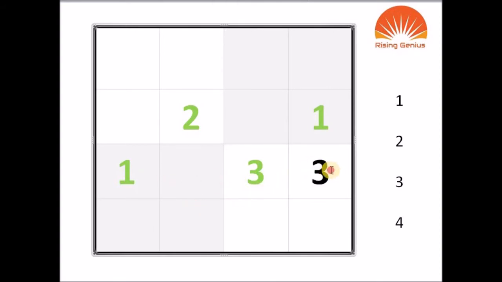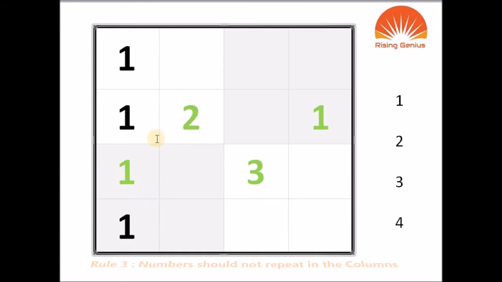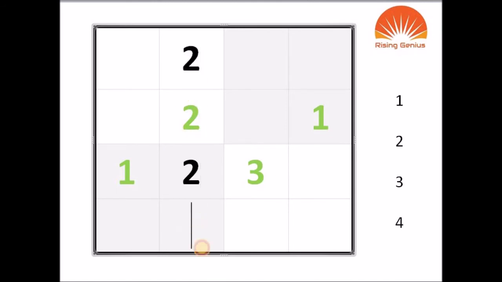Clear? Last one more rule to go. The numbers cannot repeat in the columns also. That is, in the standing lines, you cannot have the same number repeated twice. So, if you have 1 here in this column, you cannot have 1 here, here or here. That is wrong. Okay. Similarly, if you have 2 here, you cannot have 2 here, here or here.